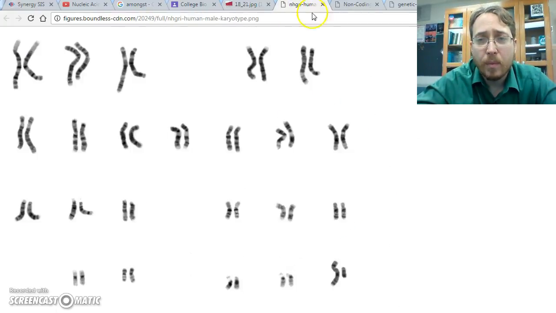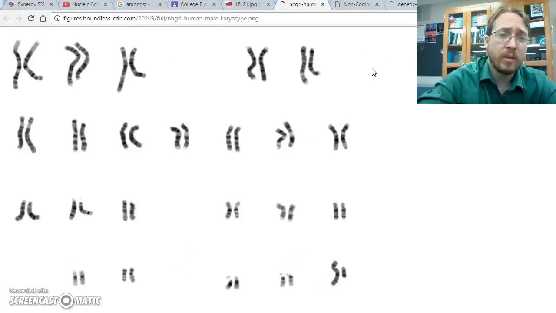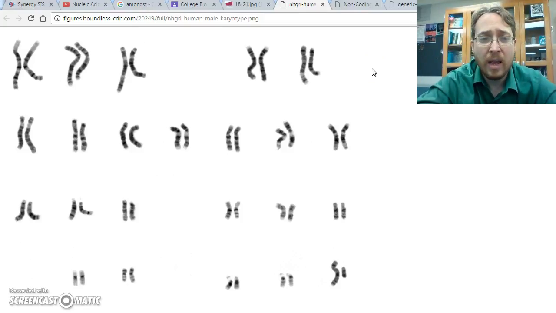Now, in human cells, there are 46 strands of DNA. These are 23 pair. They come one from each parent. And so this chromosome here and this chromosome here have instructions for very, very similar jobs. And one came from mom and one came from dad. And we can count out these 46 chromosomes.